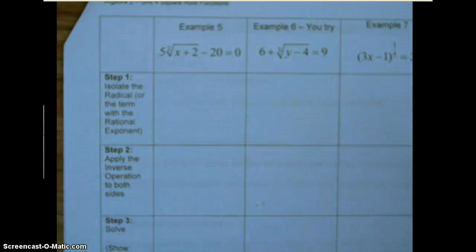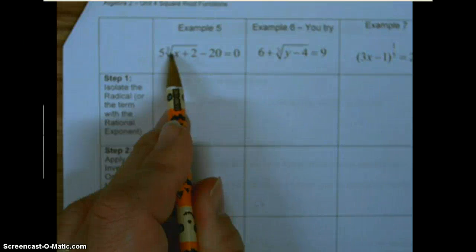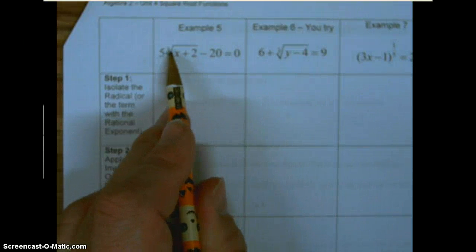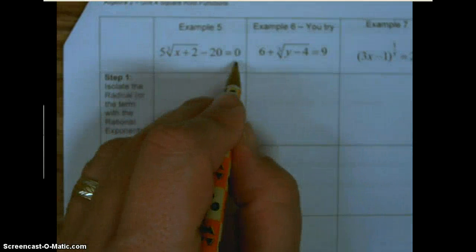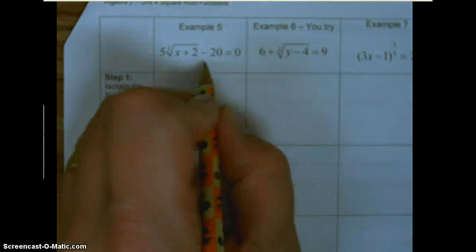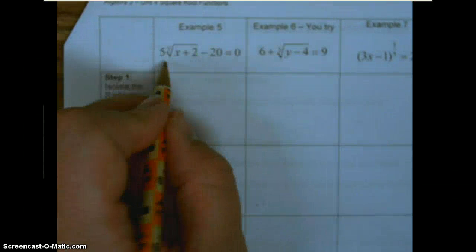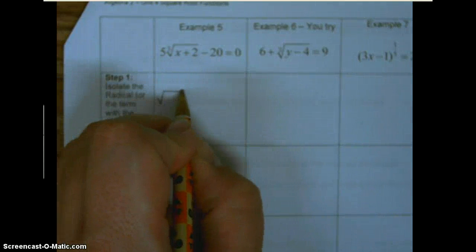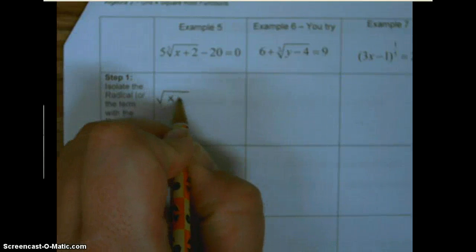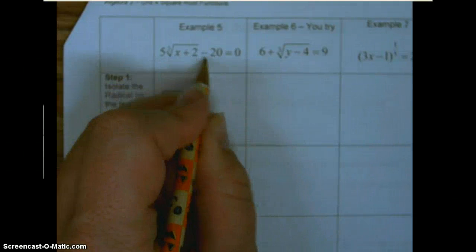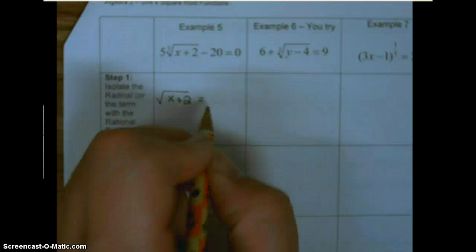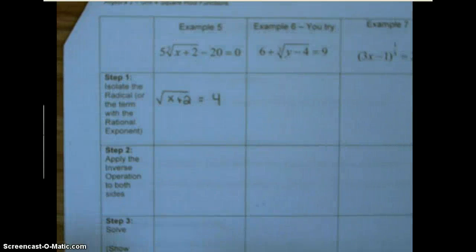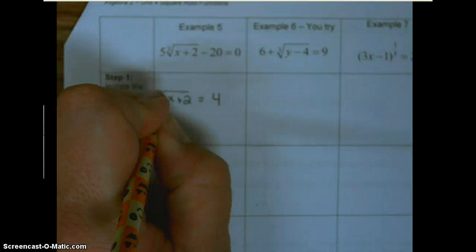Notice the difference here. The difference here is we have a root of 3. So let's see how we handle that. First step, isolate. So we're going to start by adding 20 on both sides, and then we're going to divide by 5. And we're going to get x plus 2 under the cube root equals, if we add the 20, we get 20 over here. And then 20 divided by 5 is 4. And by the way, that is the third root.